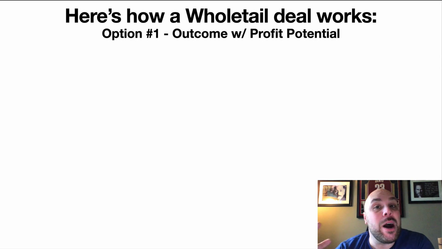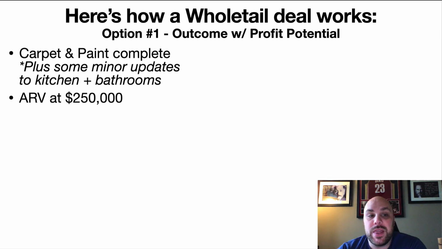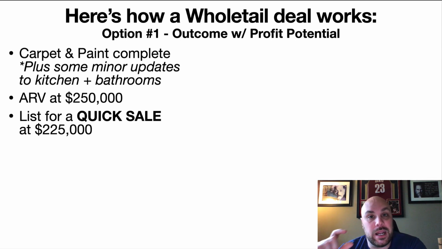Now, let's talk about the outcome with the profit potential from option one. So we're going to do the carpet and paint. That's going to be complete. Plus, like I was talking about earlier, we're going to do some minor updates to the kitchen and bathrooms. The ARV is at $250,000. We're going to list it. And I said list it.